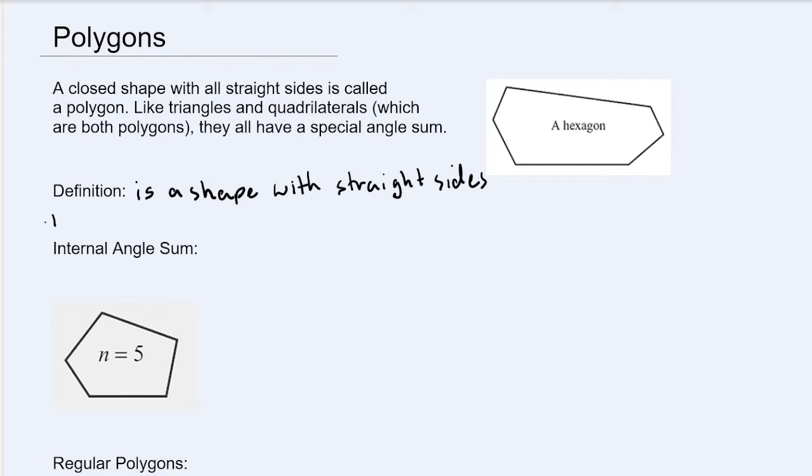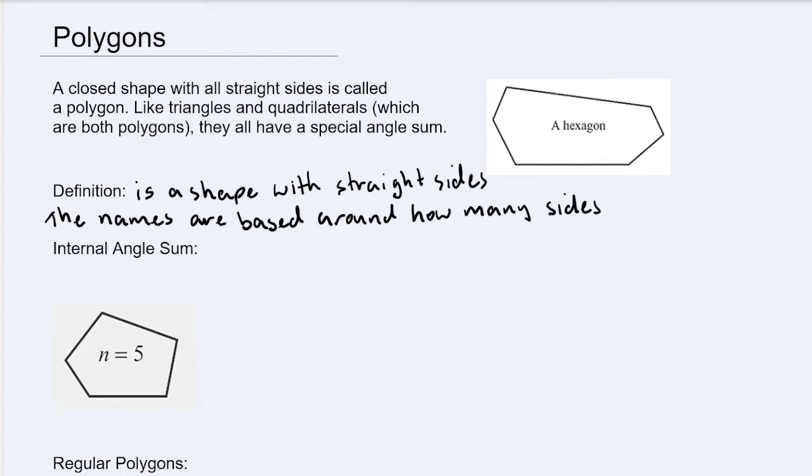The names of the polygons are based around how many sides they have. So if a polygon has 3 sides, it's a triangle. 4, it's a quadrilateral. If it's a 5-sided shape, it's a pentagon, and so on and so forth. So each polygon has a special name based around the number of sides.